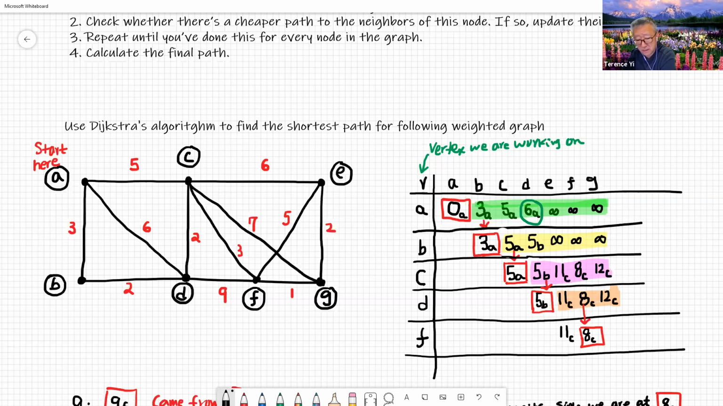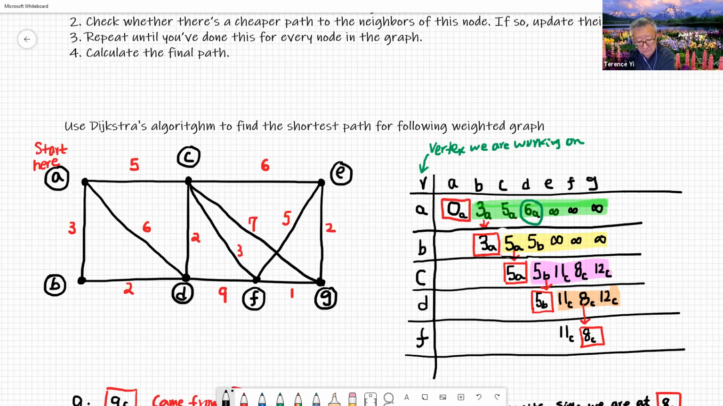And at the D, we were not able to directly go to G, so it was unreachable. We just had infinity, so 12C is much better than infinity, so that's why we put the 12C there. So that's how we got from A to G, going through the C. So we need to see if there's any other path that you can go through F and less than 12.